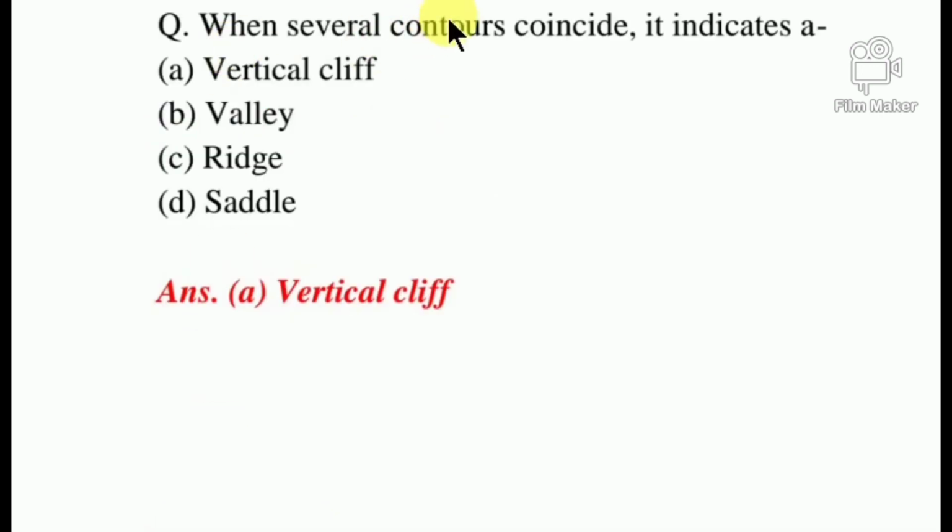Next, when several contours coincide, it indicates a vertical cliff, valley, ridge, saddle. So just now we have discussed this. If several contours coincide, it will represent a vertical cliff. So these are the MCQs which I have collected from APSC paper and some JLEE, NEE-3 such kind of papers.